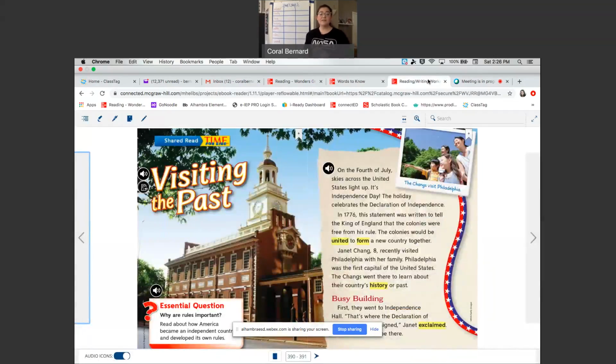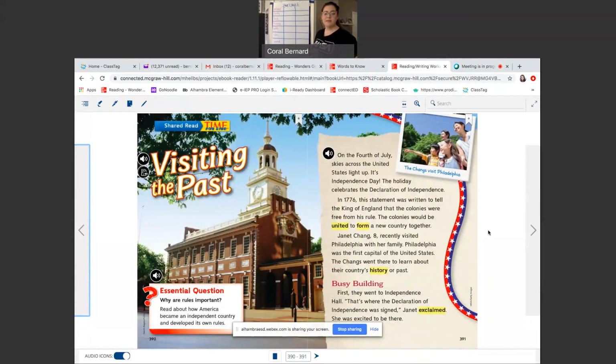Okay, the story that we're going to listen to determine what our vocabulary words mean is called Visiting the Past. It is an article from Time for Kids magazine. And the essential question that you want to think about while you're listening to the story is, why are rules important?